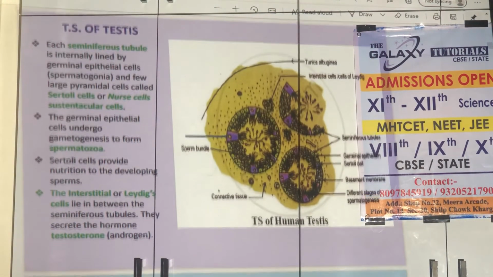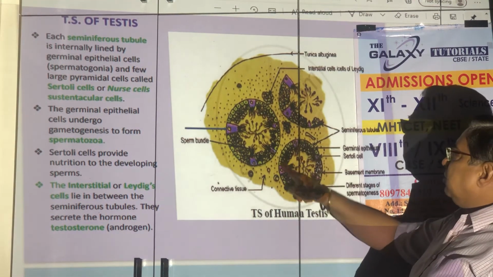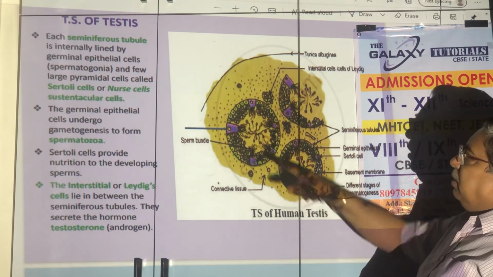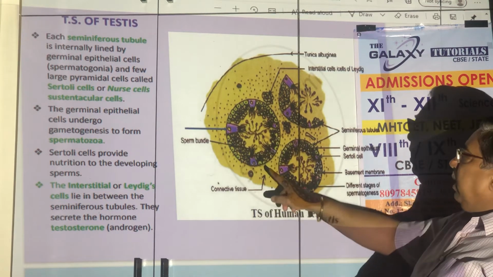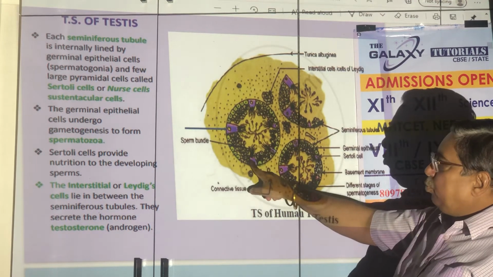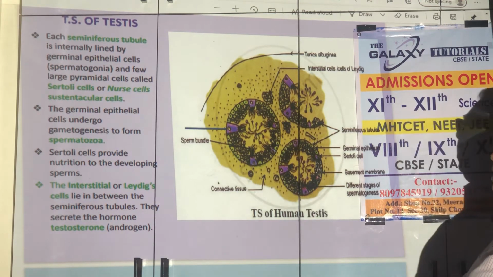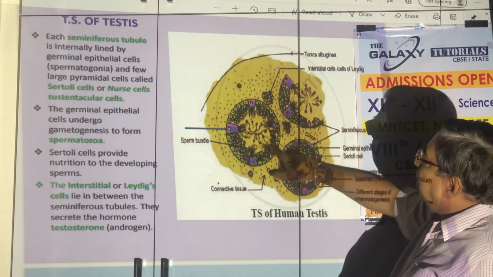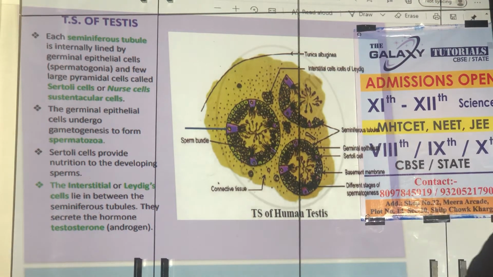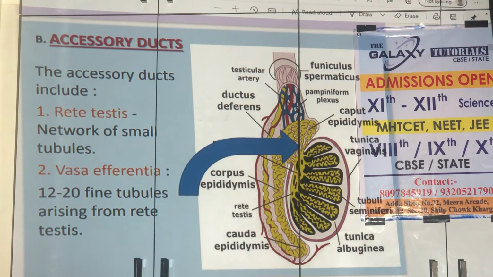When I take a TS of testes, it comes for 2 marks. First, it has germinal epithelial cells, yellow, we are showing. Okay, and in between are these purple cells, the Sertoli cells or nurse cells. These germinal cells undergo gametogenesis and form spermatozoa. The Sertoli cells provide nutrition. Okay, and in between we will get cells of Leydig, interstitial cells, you can see one clump, two clump here. These secrete testosterone or the male hormone. Just points enough for answer and understanding. No extra.